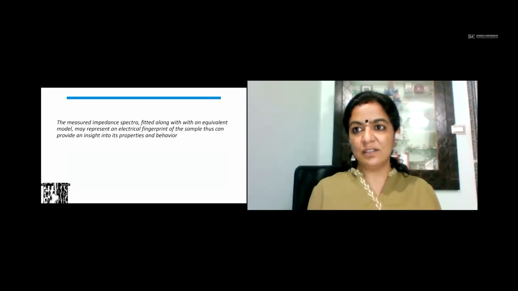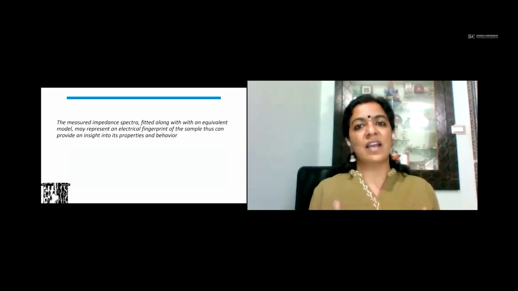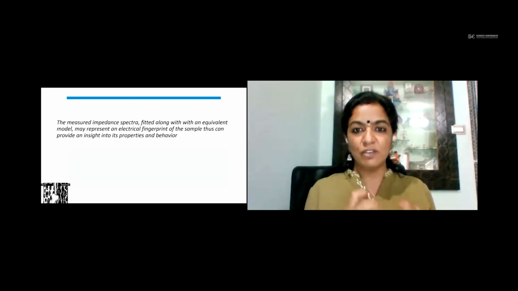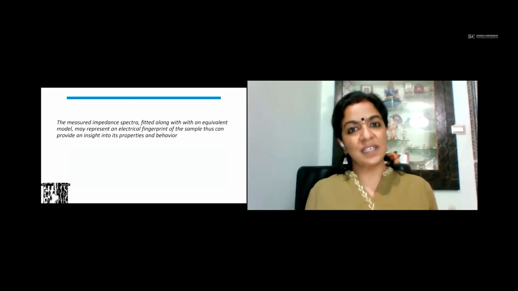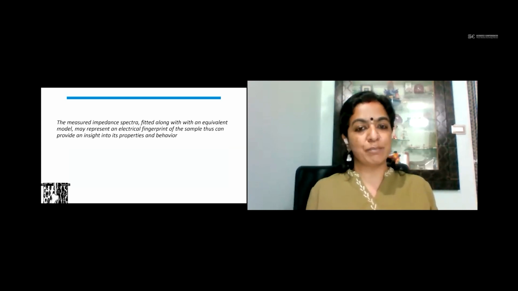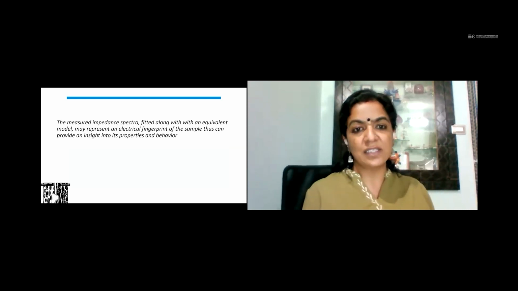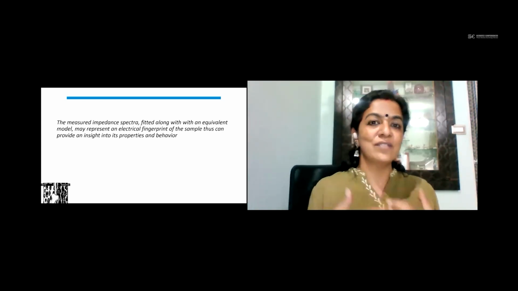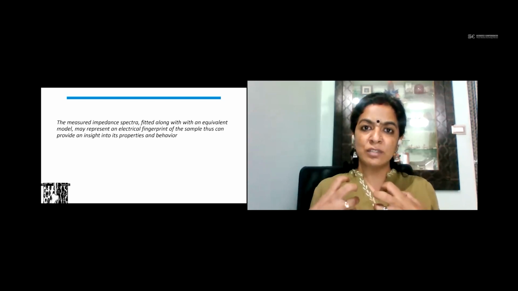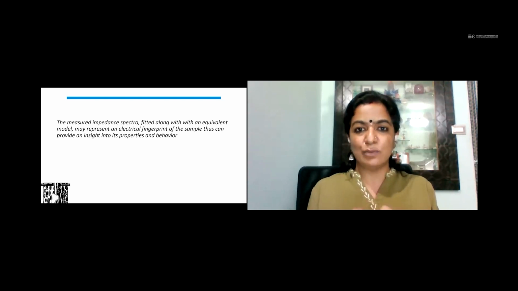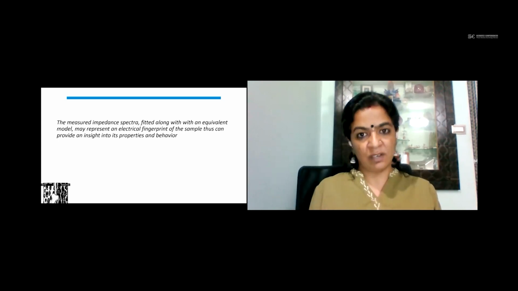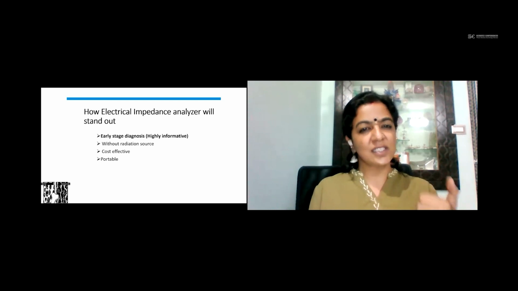So the measured impedance spectra, we have taken the data and fitted it with a particular model. It may represent an electrical fingerprint of the sample, and then it can provide insight into its properties and behavior. Why have we said fingerprint? Because the values can be specific to that particular organ. So that needs to be standardized, and this is what we are doing.